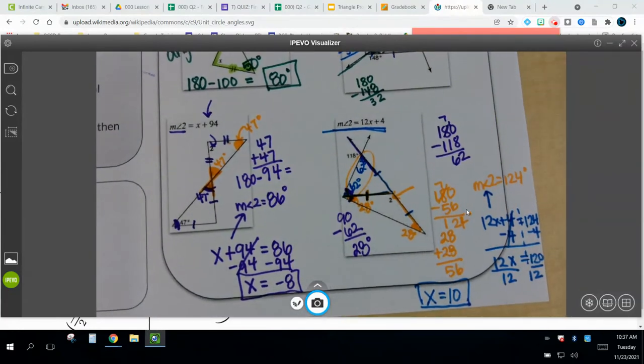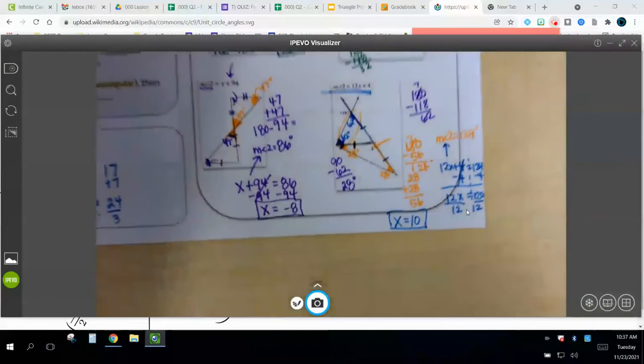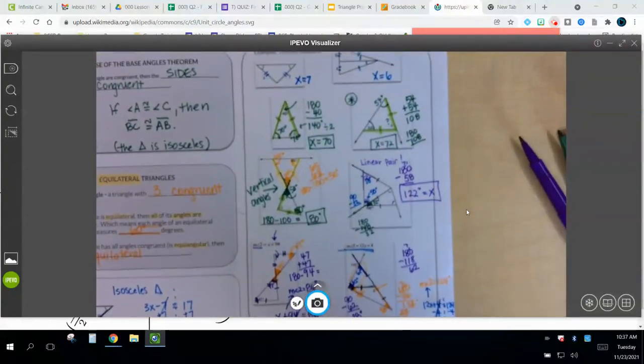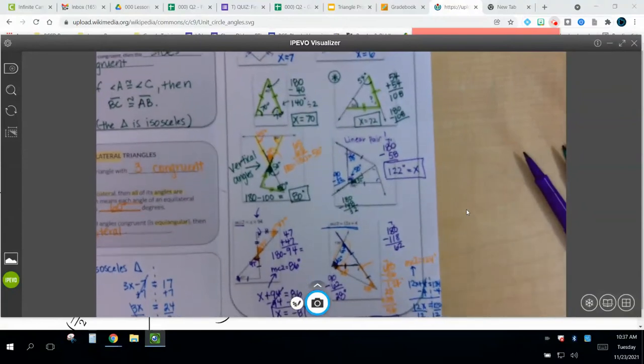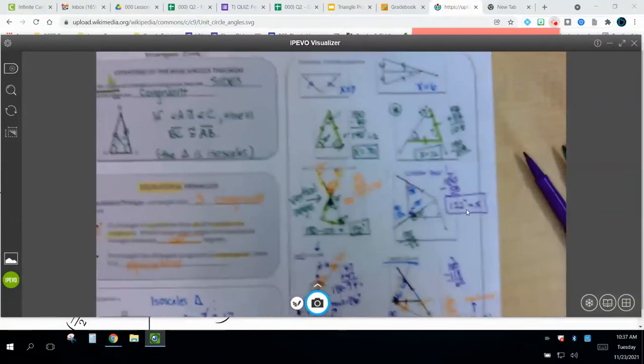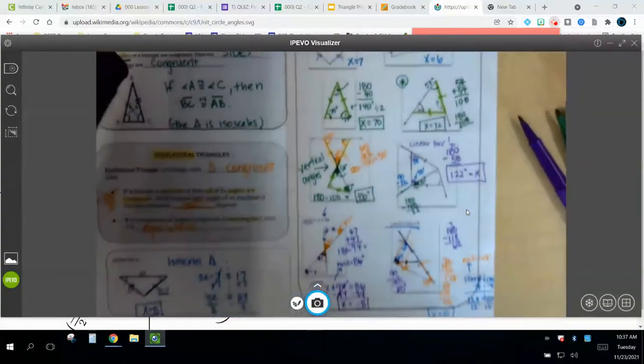So that should be it for our examples and everything about isosceles and equilateral triangles. Pay attention to the markings, know which sides are congruent to each other, and therefore which angles would be considered the base angles and congruent to each other as well.